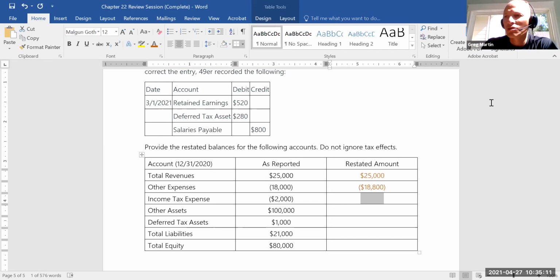Okay, starting to gain some momentum. And that is true. It would be 1,720. Again, if you kind of imagine that DTA as a debit, there'd be some sort of benefit on the income tax expense because you'd have that credit. So it would reduce the income tax expense by that $280.